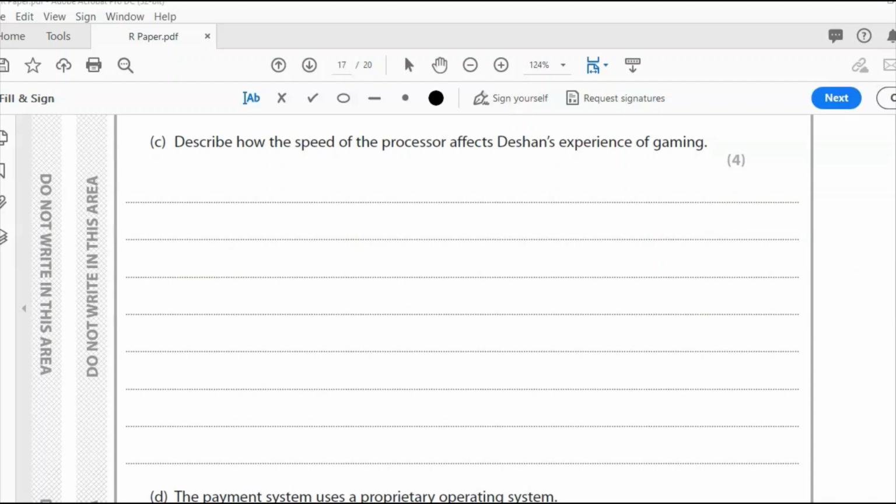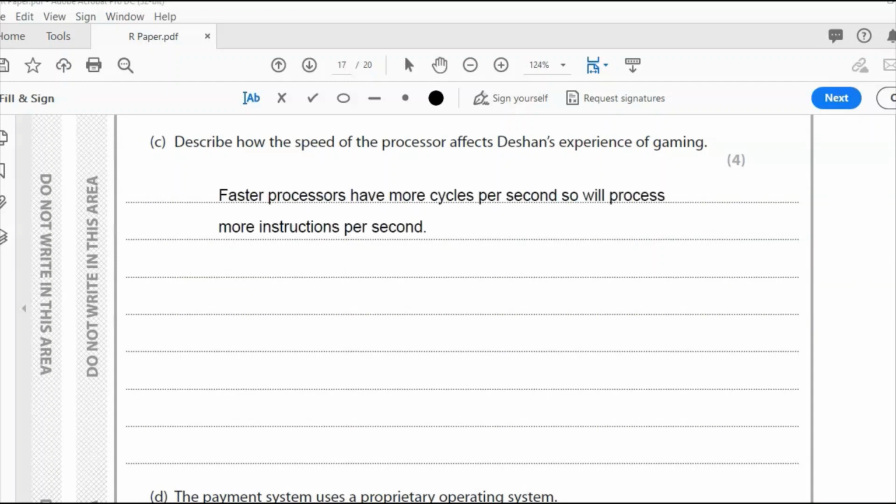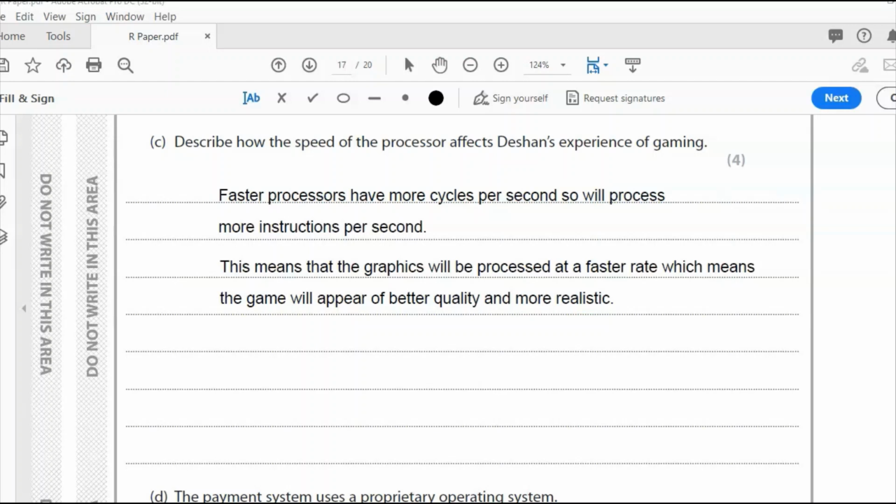C. Describe how the speed of the processor affects Deschamps' experience of gaming. Now, faster processors have more cycles per second, so will process more instructions per second. So now we link that to the game and we say this means that the graphics will be processed at a faster rate, which means the game will appear better quality and more realistic. So I've written the technical part about the processor processing instructions per second, and how that then links to the gaming experience to gain the 4 marks.